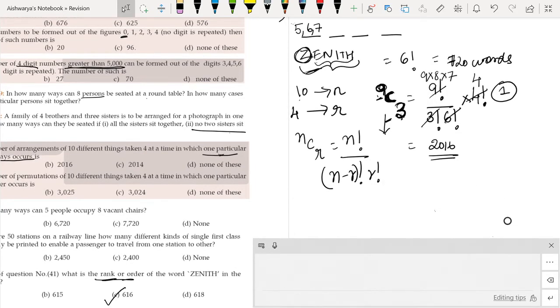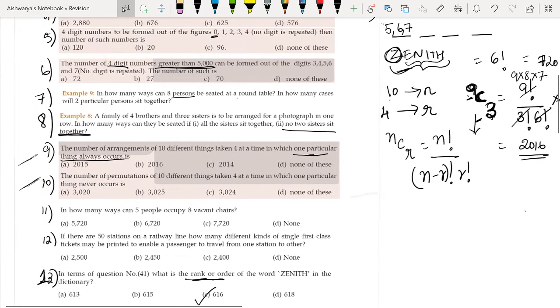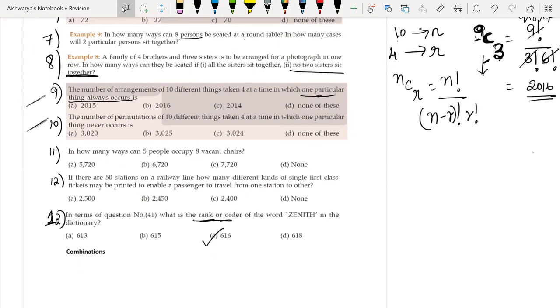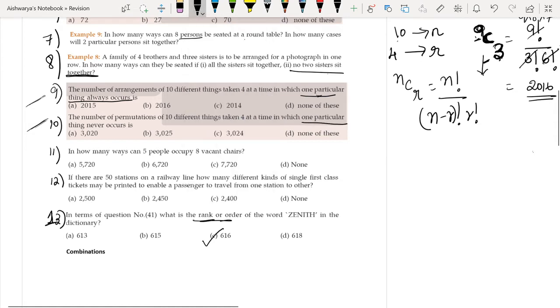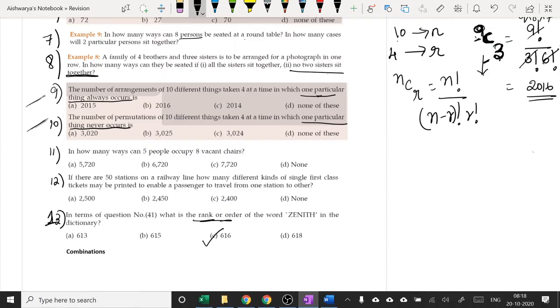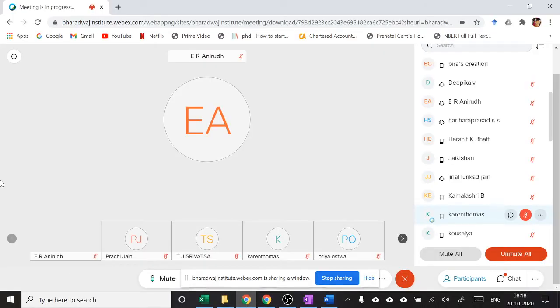Come to the next one. Can you read the next one? The number of permutations of 10 different things taken 4 at a time in which one particular thing never occurs. One particular thing never occurs. What happens when one particular thing never occurs?